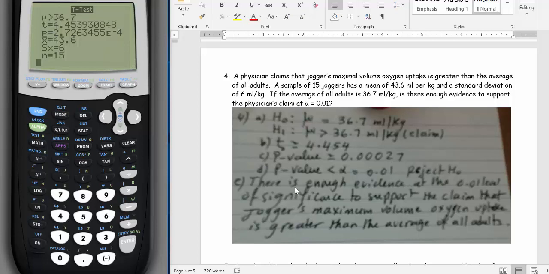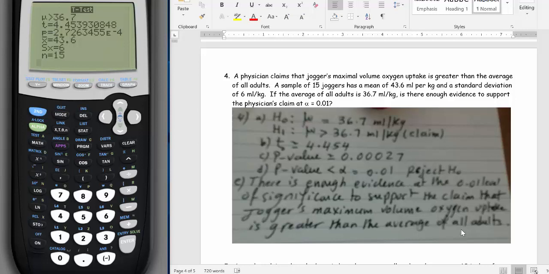Well, the p-value is so small, it's less than alpha, so we reject H0. We reject H0 and the claim is in H1, so we support the claim. And here's what I said here. There is enough evidence at the 0.01 level of significance to support the claim that the jogger's maximum volume of oxygen uptake is greater than the average of all adults, which is 36.7 milliliters per kilogram.